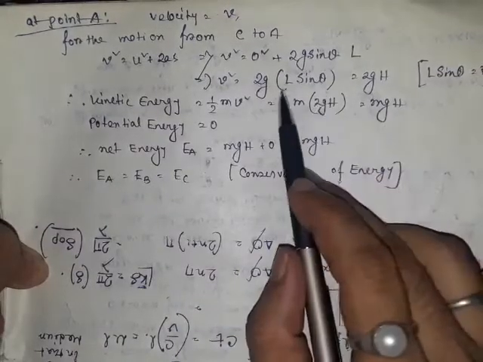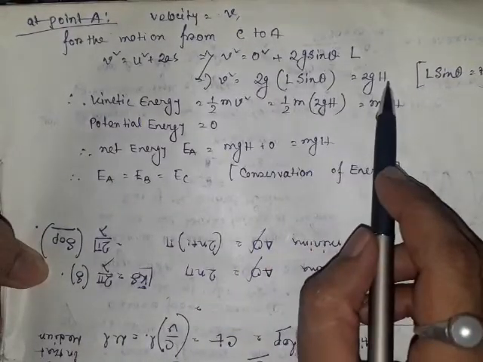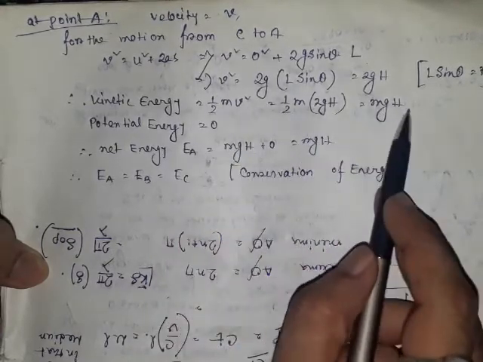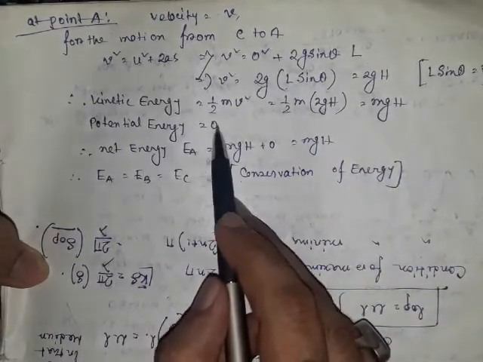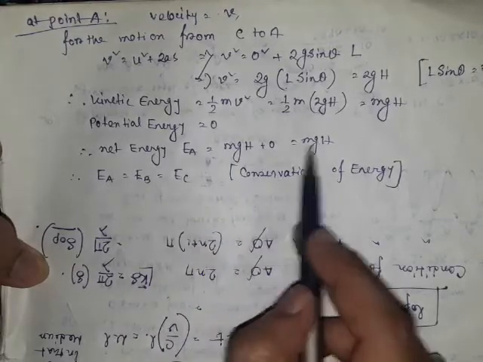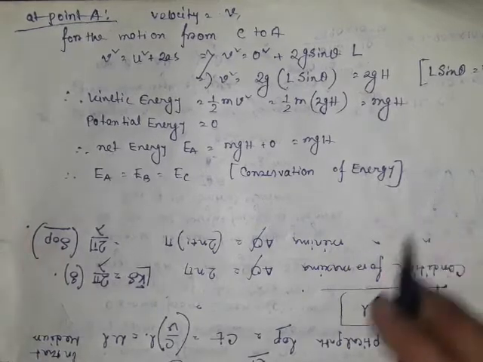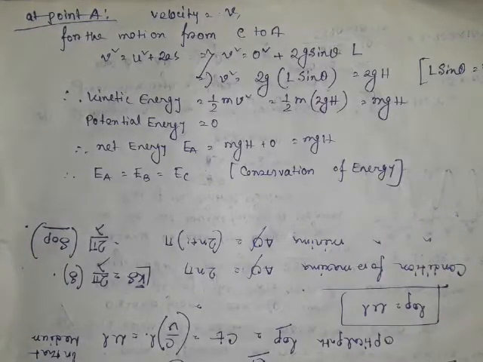Just put the value of L sin theta as capital H here. Now total kinetic energy will be half m v square, that means mgH. Potential energy is 0 since the object is on the ground, so net energy will be mgH. So again we proved the conservation of energy for an object that is coming down over an inclined plane.